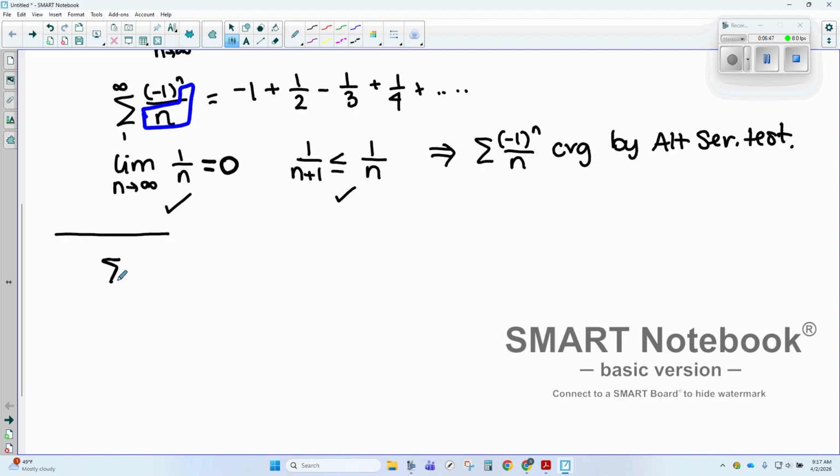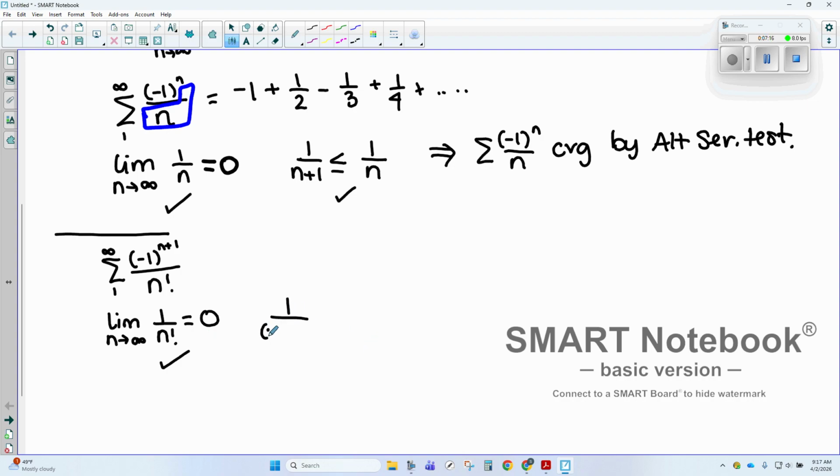If I want to look at the series negative 1 to the n plus 1 over n factorial, then if I look at the limit as n goes to infinity of 1 over n factorial, if the bottom gets bigger, then the fraction goes to 0. So we've met our first criteria.